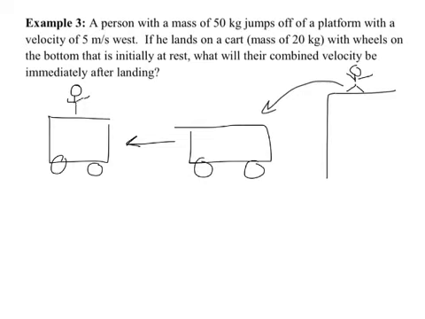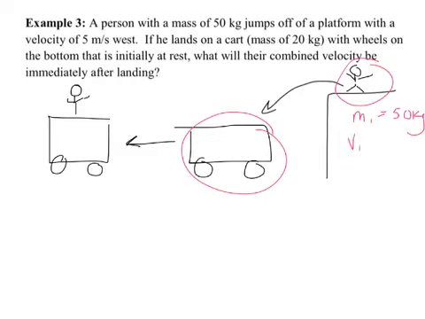So before the collision, or before the interaction, we have the person separate here and the cart separate here. The cart isn't moving initially, so there's no initial momentum here. So we could say that, we'll call this mass 1. We'll say the person's mass is 50 kilograms, and the person's initial velocity, V1I, is 5 meters per second west. So we could say negative 5 meters per second. The cart is not moving. We know its mass. Mass is 20 kilograms, but it's got no initial velocity. So that's not going to be part of our problem.